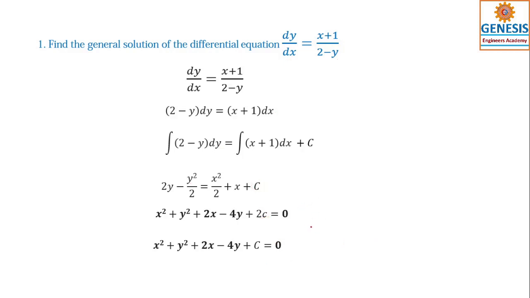You can also get it at (1, -1) like that. So 1 plus 1 plus 2 plus 4 plus c is equal to 0. Then it is 8, so c is equal to minus 8. So x square plus y square plus 2x minus 4y minus 8 is equal to 0 is the particular solution. Got my point?